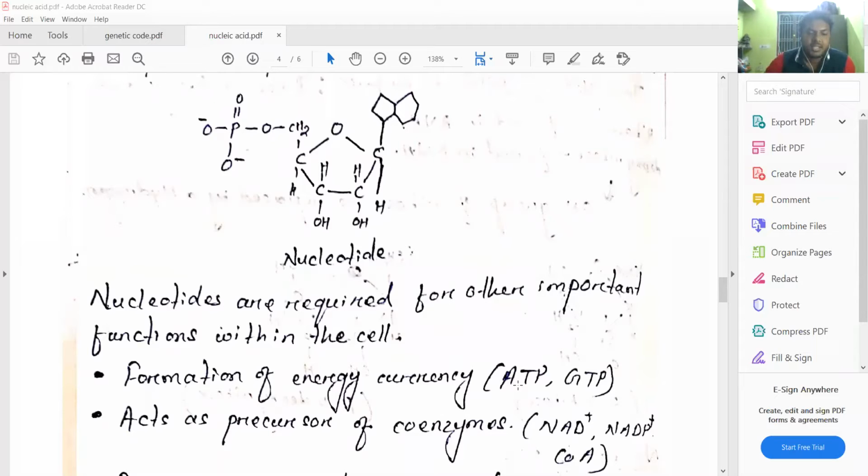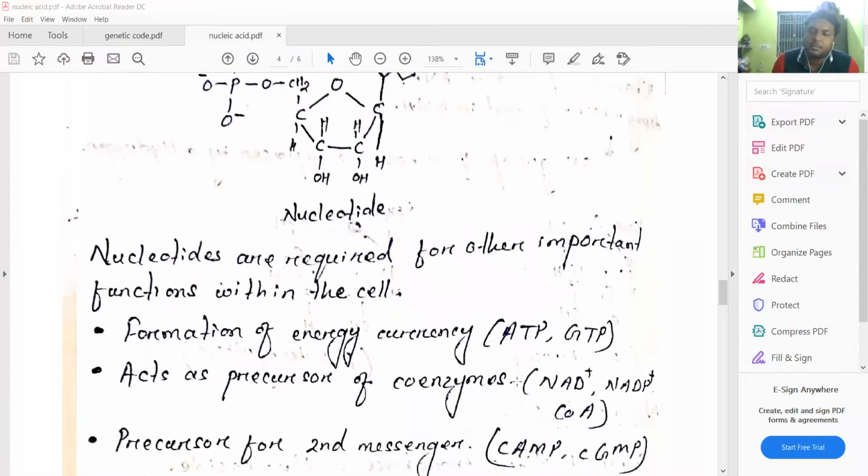Okay. Next, the second function is the precursor of coenzymes. What is the function of a coenzyme? It will help the enzyme to catalyze the biochemical reaction. These are common examples of coenzymes, such as NAD plus, NADP plus, coenzyme A. These nucleotides act as coenzymes in the cell.